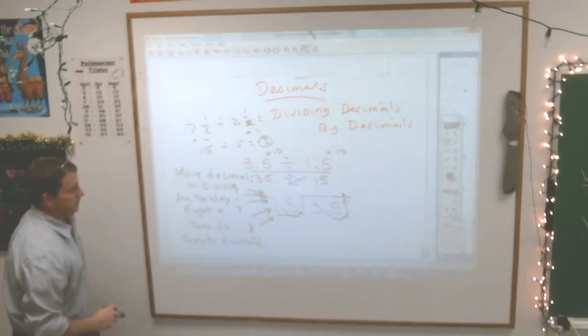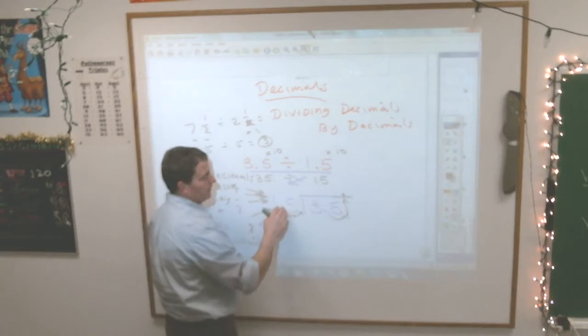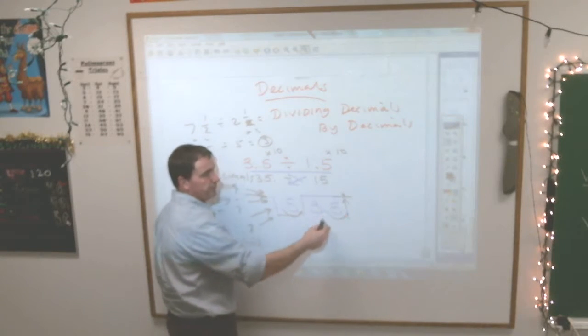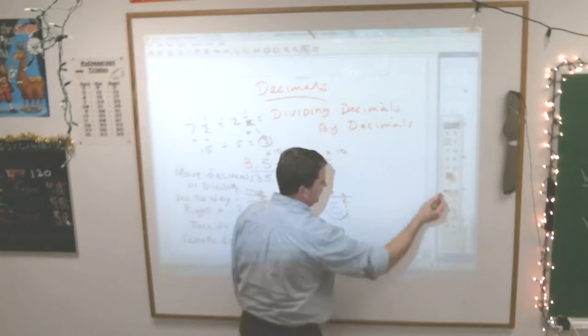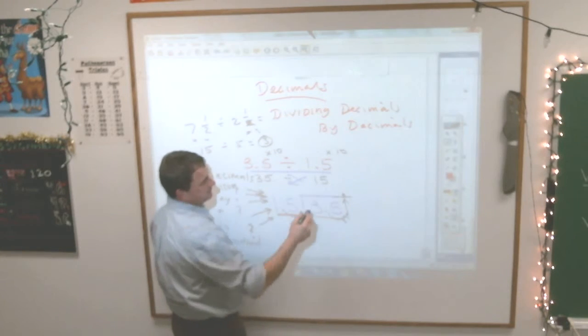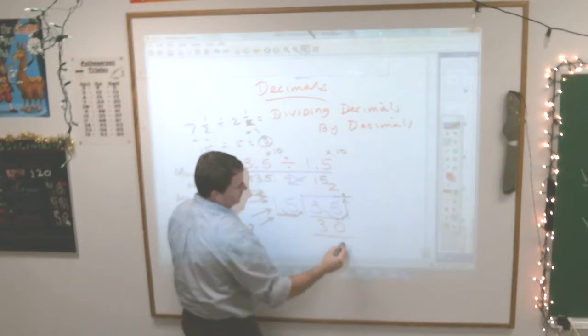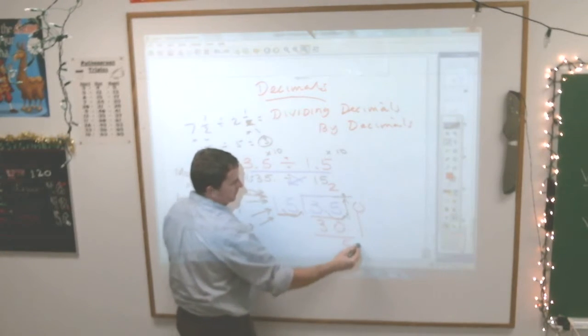And then do the same to the dividend. So I needed to move this decimal here, and when I move it one place, I have to move this one place as well. Then you can proceed with the problem. How many times does 15 go into 35? Twice. That's 30. 5. I keep adding zeros till it works out.